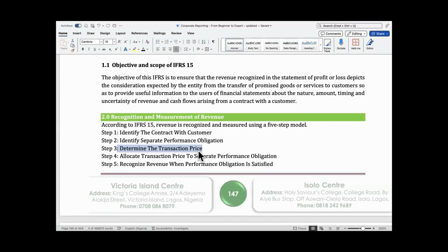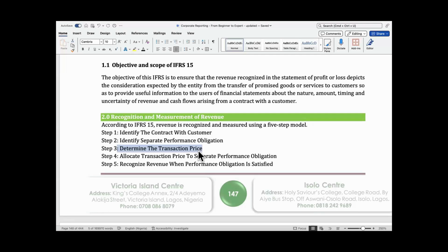And the way it's done, like I told you last week, is that the money you're expecting, you are going to discount it to present value. Then the present value is what we show as revenue. While the difference between the present and the future value would be an interest income. It will go in as a finance income.